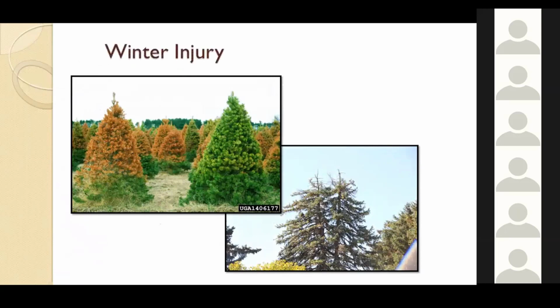Another one that we see is winter injury, and here we have winter injury on a couple of conifers. But again, just the top portion of the plants, and if you look at the picture of the Christmas tree farm, most of the trees in that picture are affected by this. So it's fairly uniform across the field. A good indicator that it's an abiotic disease.